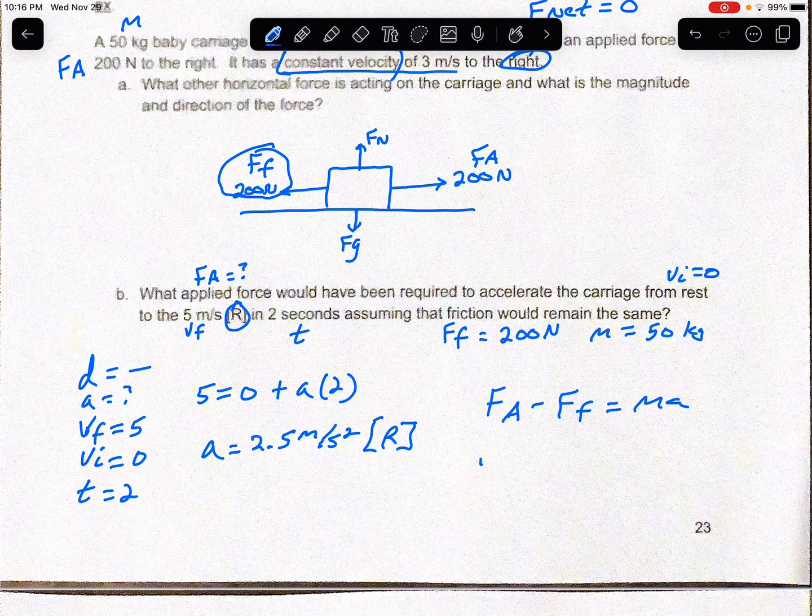Okay, so FA, we don't know, minus FF, which is 200, equals our mass, which is 50, times our acceleration, which we just found was 2.5. So now I've got to do my math: 50 times 2.5, and then add 200 to both sides, and you get an applied force of 325 newtons, and that is to the right.